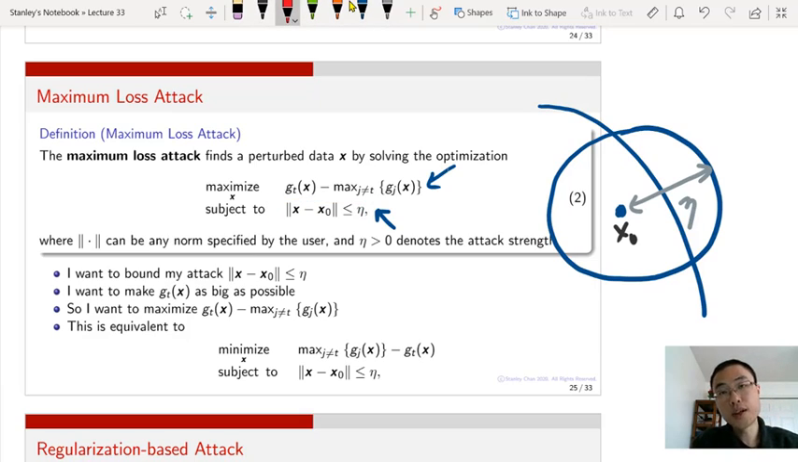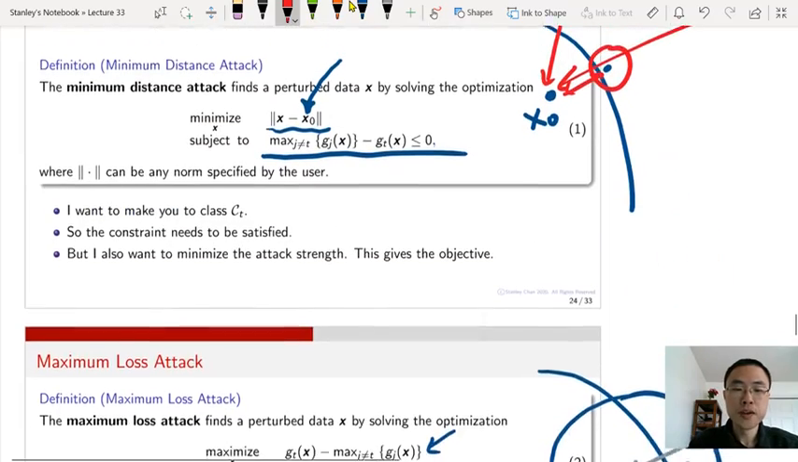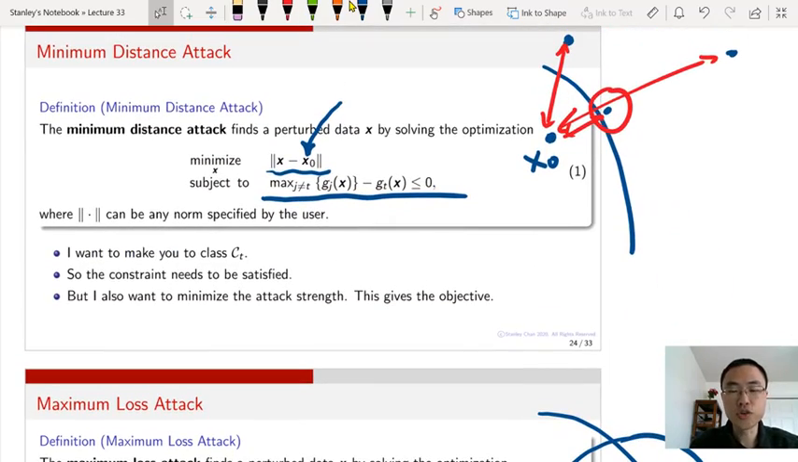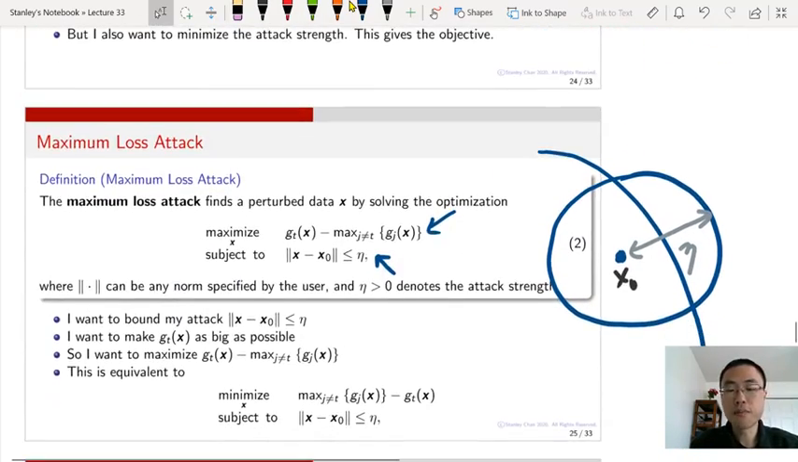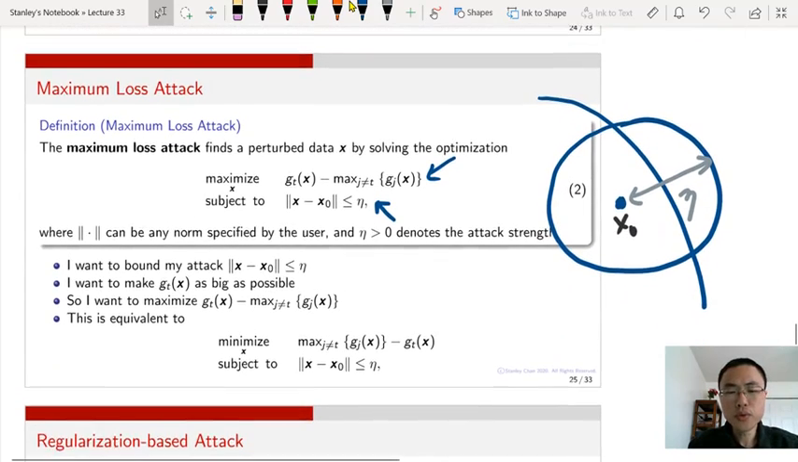Now let's look at this objective function. This objective function says that I'm looking at g_t minus the max of all the g_j's. Now that's just the opposite of what we are trying to do in the previous slide. In the previous slide, you have max minus the g_t. Here you have g_t minus the max. So you ask, why do we want to do that?